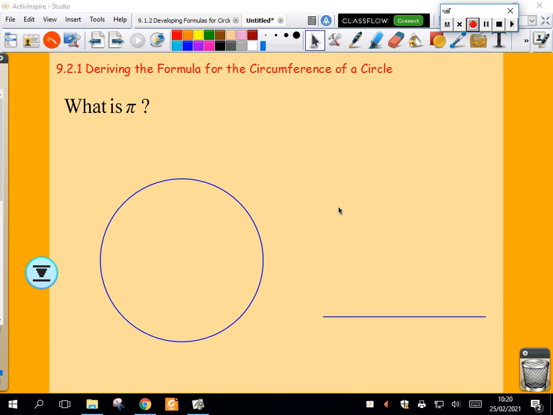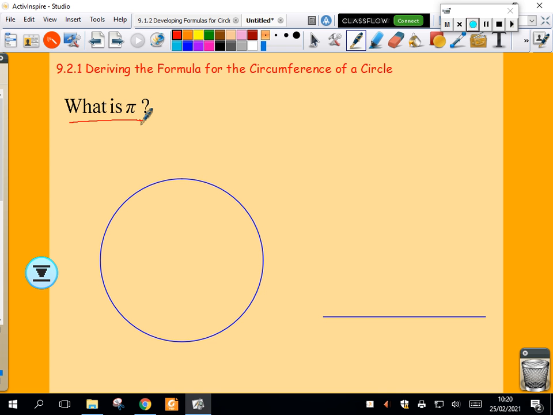So in this class I'm going to look at deriving the formula for the circumference of a circle, and in the next class we'll derive the formula for an area of a circle. So one question that is often misunderstood is this: what is pi? What is pi?